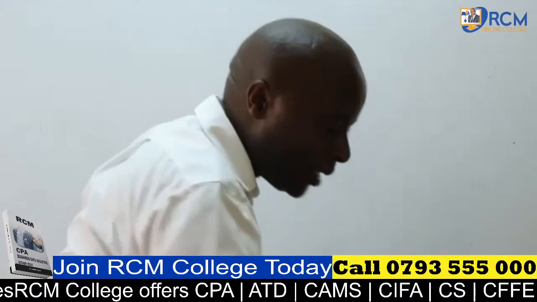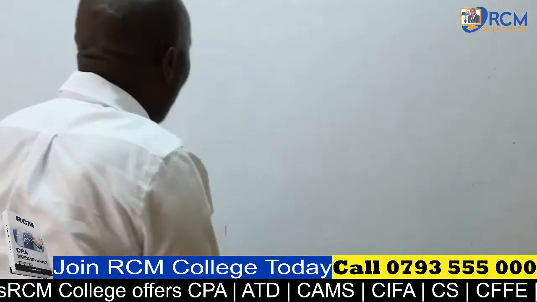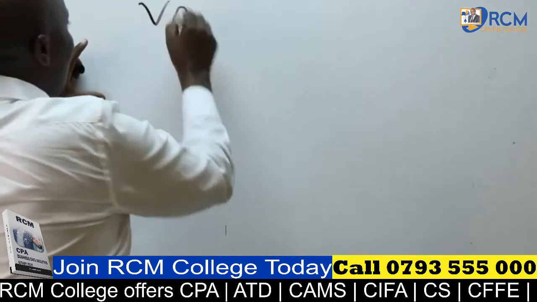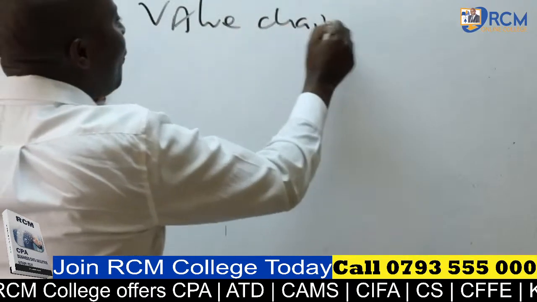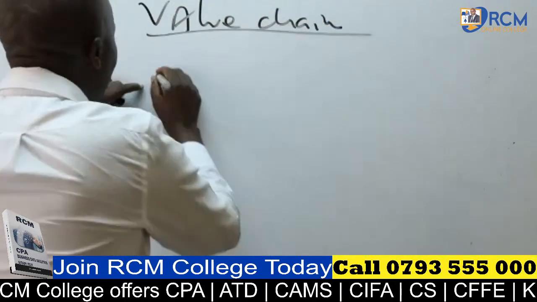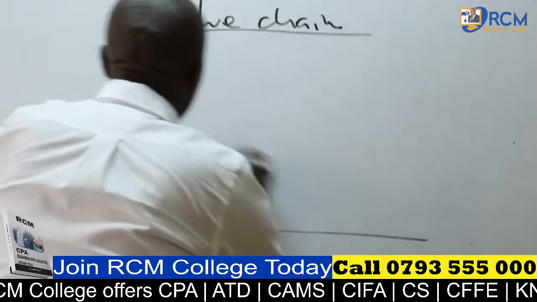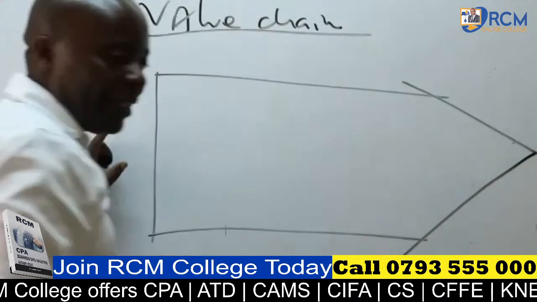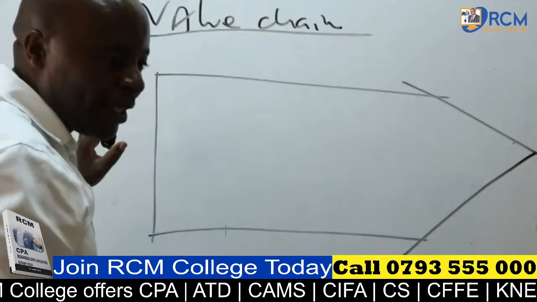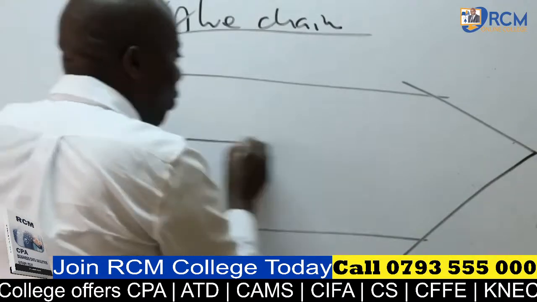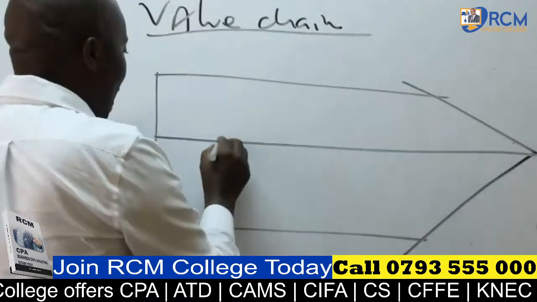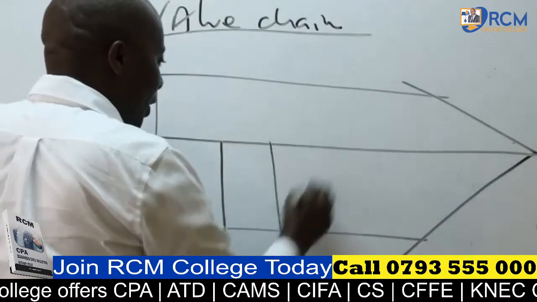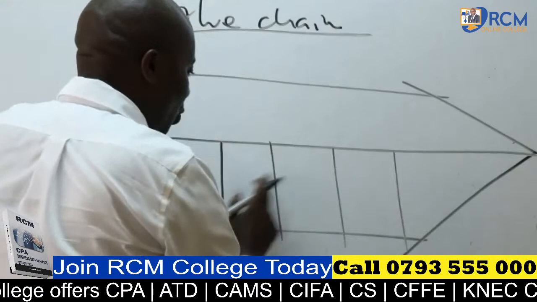You must have done this with your mwalimu. Ladies and gentlemen, this is how the value chain looks like. It looks like a bullet. I'm so sure most of you here have never seen a bullet, right? And then this value chain is divided into 2, like that. So we have 1, 2, 3, 4, 5.